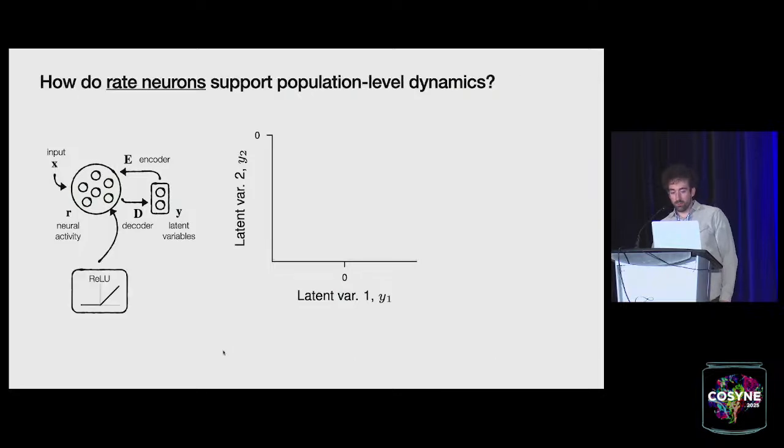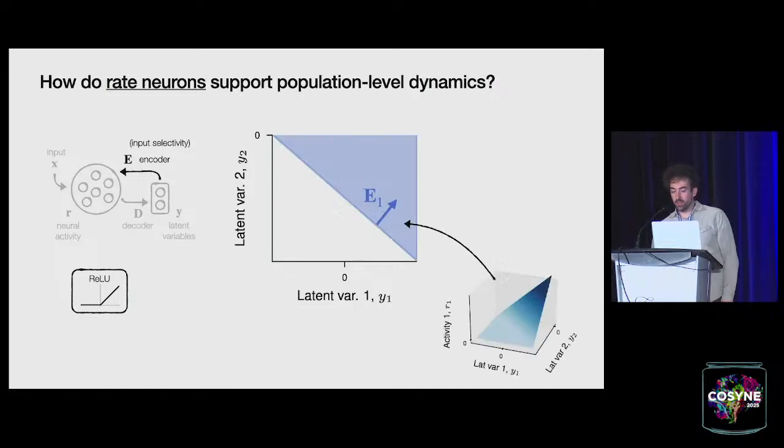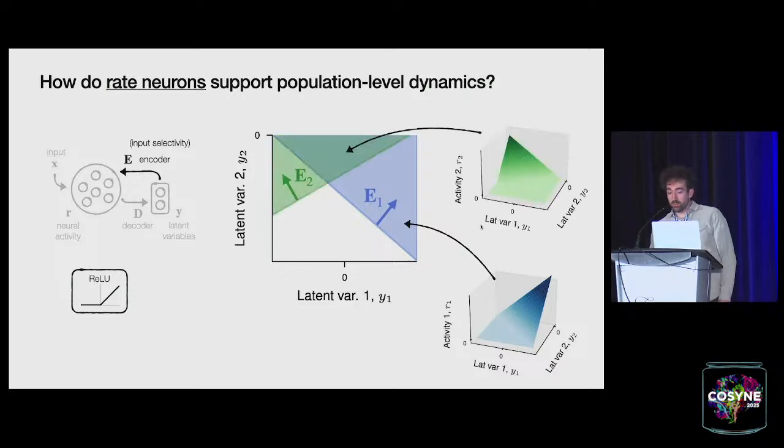Let's start with rate neurons, which we understand pretty well. Let's imagine that we have a network of ReLU units. The encoding weights of this recurrent connectivity basically tell us where each of these units will be active. The encoding weights will orient the ReLU activation in the space, and then in one half of the space this unit will not be active, in the other half it will have a linear activation, shown here in 3D. Then we can put another neuron in this space with different parameters, and so on.